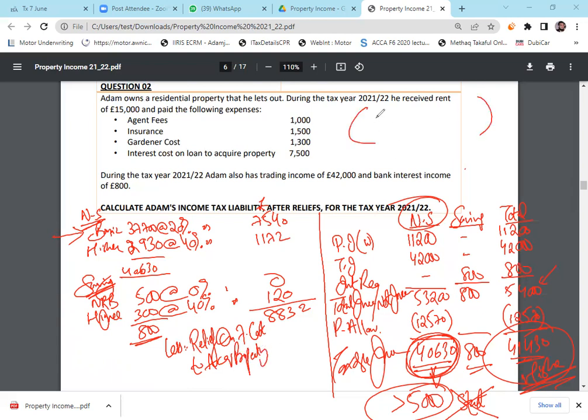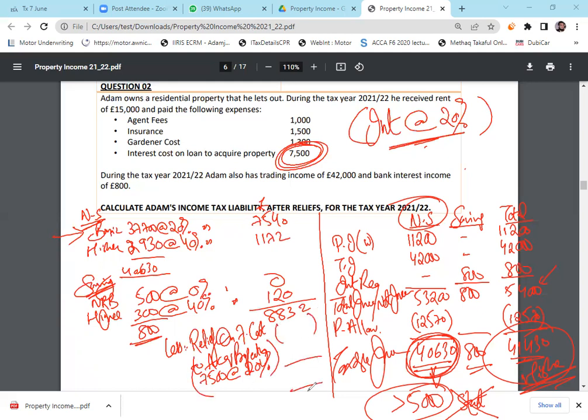The fixed amount is interest at the rate of 20%. This is the formula. Interest payment is how much? 7,500. 20% is fixed and it will remain fixed, no change. So what is 20% of 7,500? 1,500. 1,500 will be deducted from 8,832 and the answer will be income tax liability. One second. 8,832 we learned earlier.